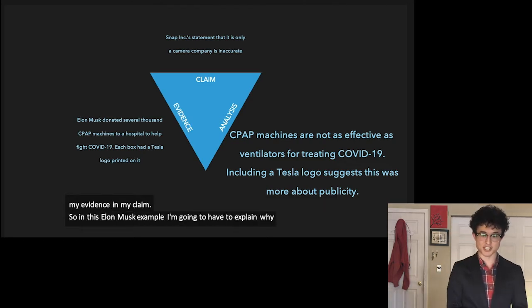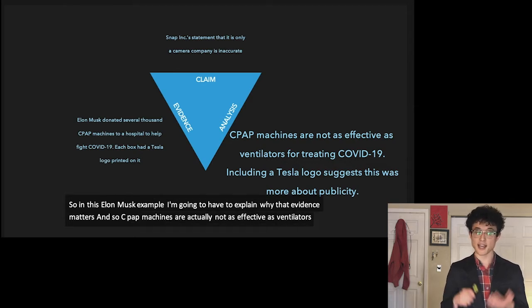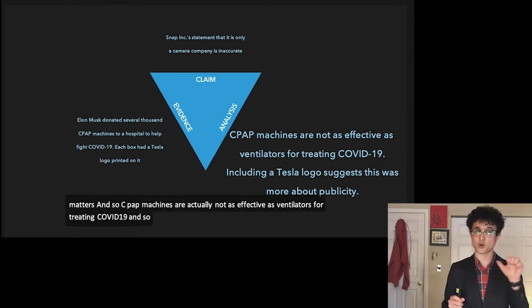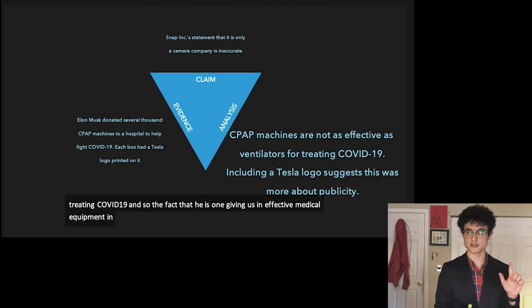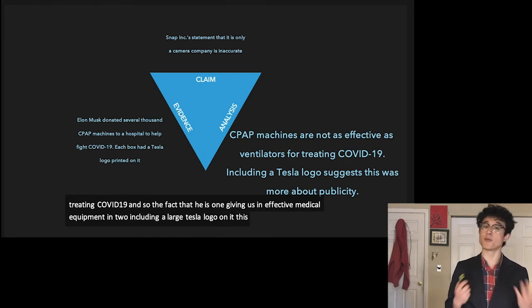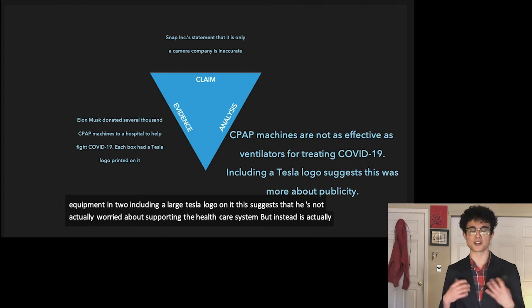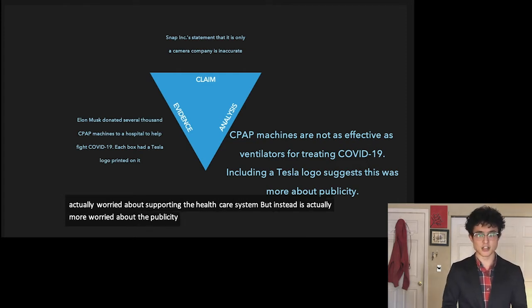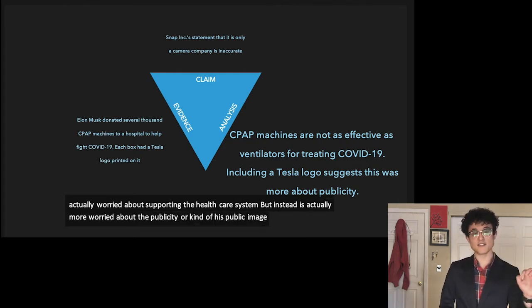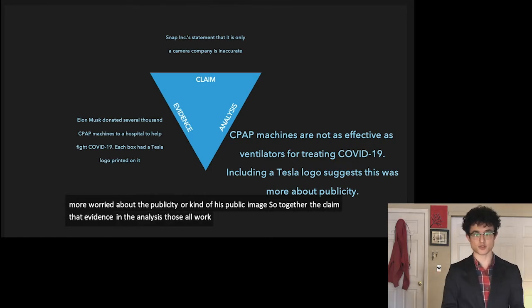And so CPAP machines are actually not as effective as ventilators for treating COVID-19. And so the fact that he is, one, giving us ineffective medical equipment, and two, including a large Tesla logo on it, this suggests that he's not actually worried about supporting the healthcare system, but instead is actually more worried about the publicity or, kind of, his public image. So together, the claim, the evidence, and the analysis, those all work together to make an overall persuasive argument.